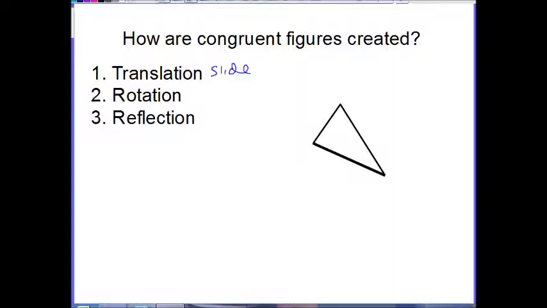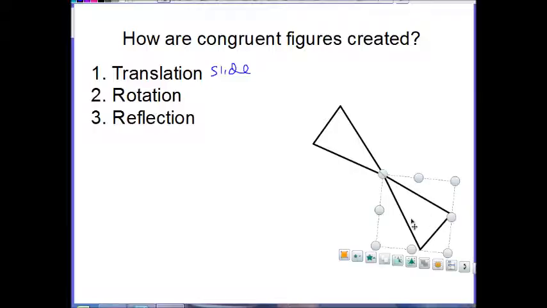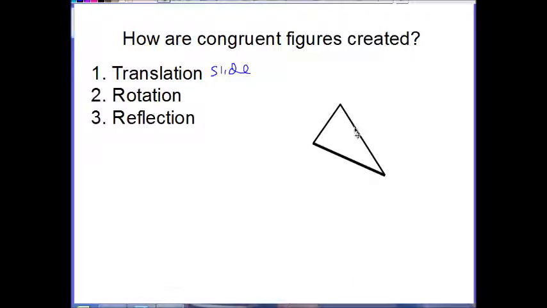Next, we have a rotation. If we have figures that are congruent based on a rotation, we can rotate our figure and make congruencies. Now, last but not least, we can have a reflection. Reflections are created by taking the exact same figure and reflecting it over a line, over a point, or over an angle, but keeping congruent figures.